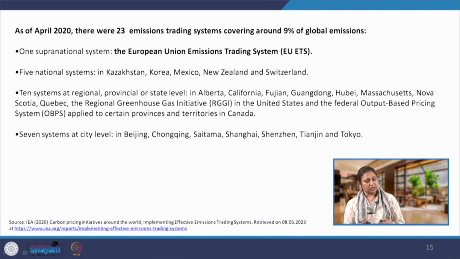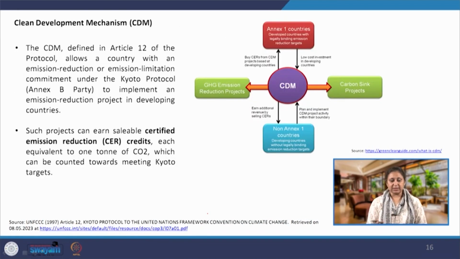So, this is what international emissions trading does, and by April 2020 there were 23 emissions trading systems. There are a lot of emissions trading systems working across the globe. There are several international systems, national systems, some at regional, provincial or state levels, and some at the city level also. Within a city the carbon trading could be happening. So, cities are being maintained as neutral emitters. This has been a successful mechanism, and it is only growing.